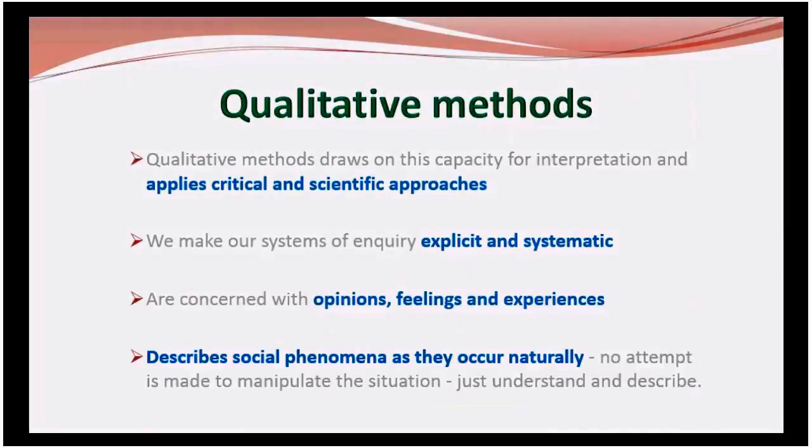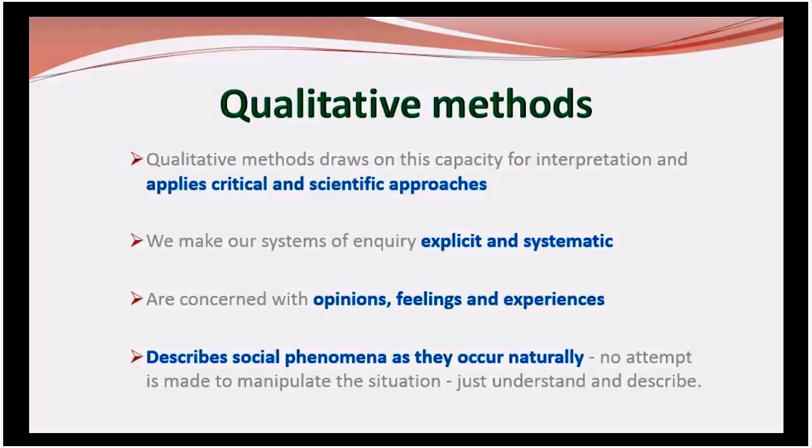Qualitative research also has the capacity for interpretation and also applies critical and scientific approaches. It's not haphazard. We don't just go around and interview random people about random things and let them say random words which we randomly collect and can't generalize. We have a structured approach, and we have mechanisms in place to make the process of data systematic. We are concerned with opinions, feelings, and experiences, and we want to describe the social phenomena as they naturally occur.